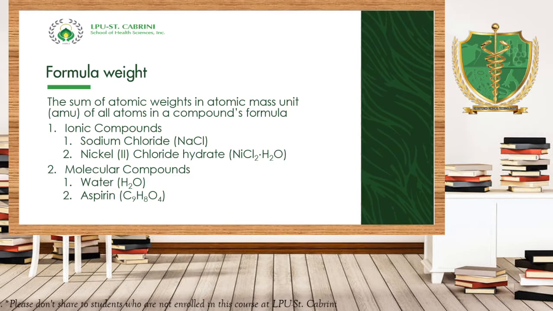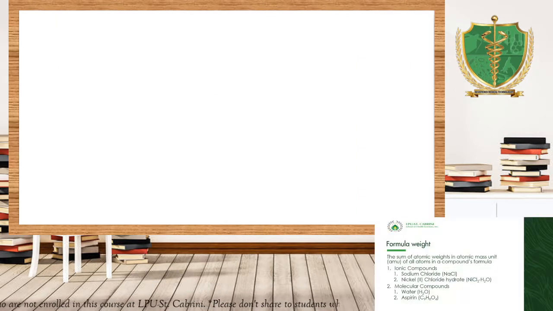Okay, so we have here formula weight, and when we say formula weight, that is the sum of atomic weights in atomic mass unit or AMU of all atoms in a compound's chemical formula. For example, we have sodium chloride, nickel chloride hydrate, water, and aspirin. So we are going to get the formula weight of each of the following chemicals. Okay, so how are we going to get it?